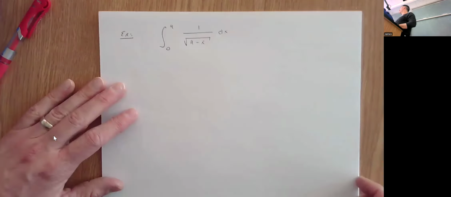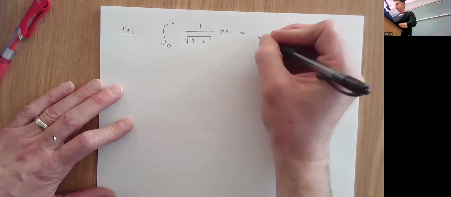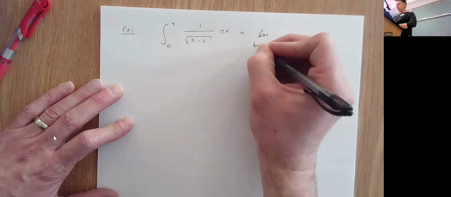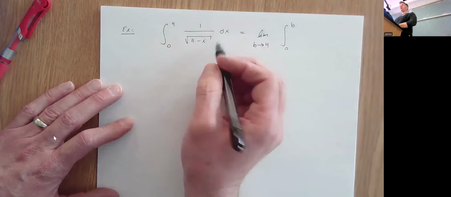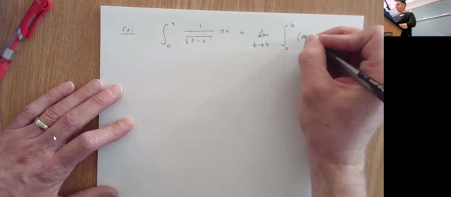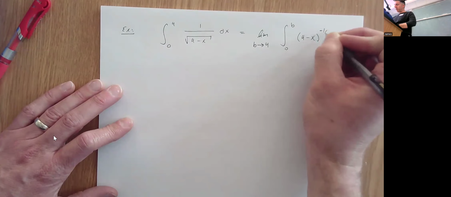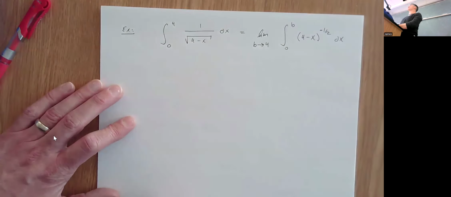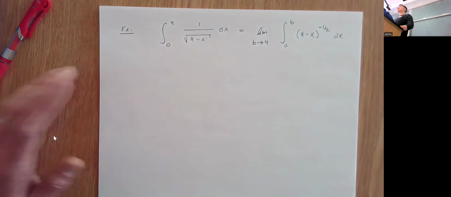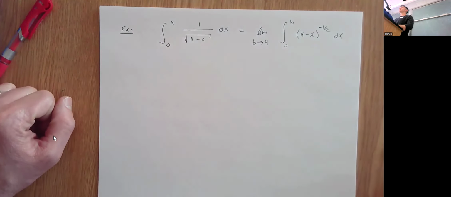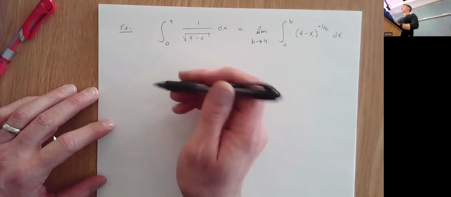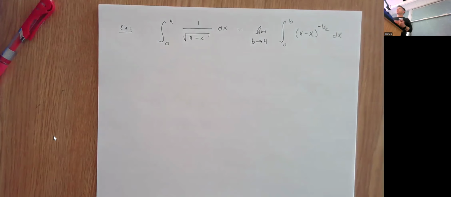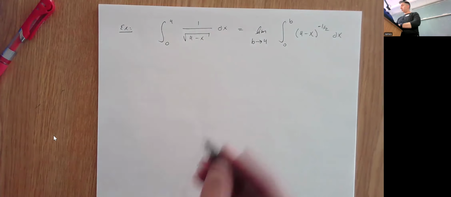Here, 4 is the problem. So we're going to rewrite this as the limit as b approaches 4 of the integral from 0 to b of 4 minus x to the negative 1/2. And I've left off a small detail which is important. Right, so if we are between 0 and 4, are we less than 4 or bigger than 4? We're definitely less than 4, which means we're approaching 4 from which side? The left-hand side. So we're approaching 4 from the left.